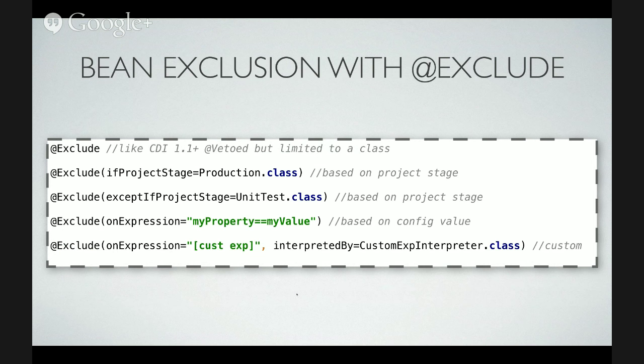You can exclude a bean if we are not in a given project stage, or you can use a kind of expression evaluation, roughly like an expression language, to have a test and decide if you should or shouldn't activate the class as a bean, or create your own interpreter for your own expression language. So it's quite useful and can be very powerful.